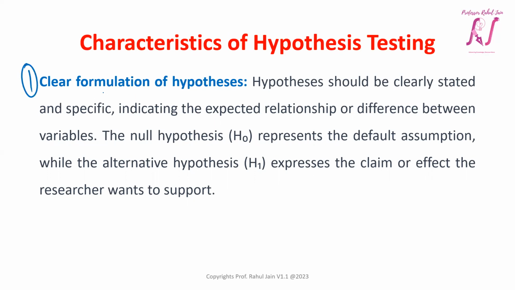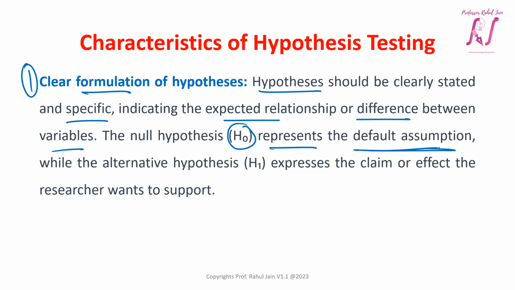So the first one is, your hypothesis should be a clear formulation. That is, the hypothesis should be clearly stated and specific, indicating the expected relationship or difference between variables. The null hypothesis, which is represented as H0, represents the default assumption, while the alternative hypothesis H1 expresses the claim or effect the researchers want to support, right? So the formulation of the hypothesis should be clear.